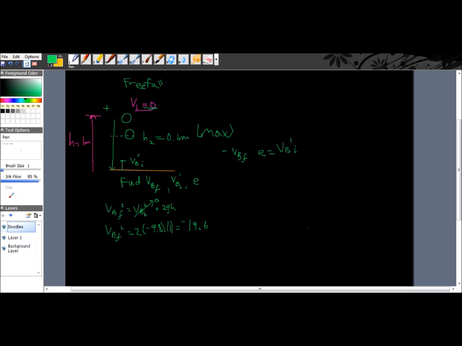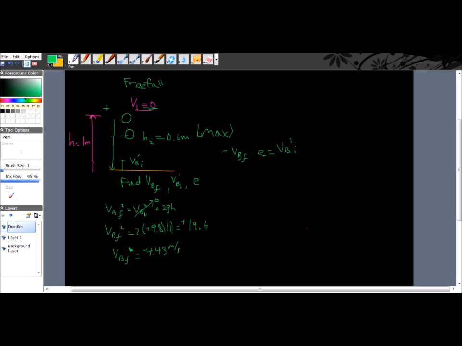Well, let's make these positive for now, because we can't take the square root of a negative number. But we know that the velocity is going to be negative because it's down, and our coordinate system is saying that positive is up. So VBF squared equals 19.6, take the square root of both sides, and we have VBF equals about 4.43. And this is down, so it's going to be a negative 4.43.